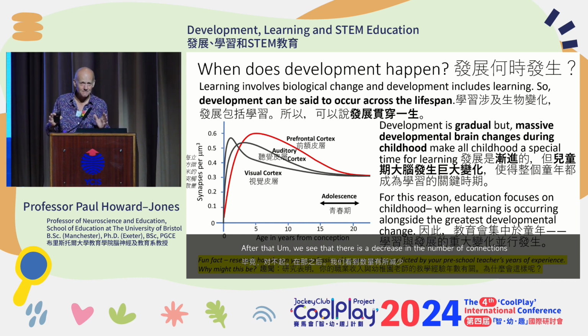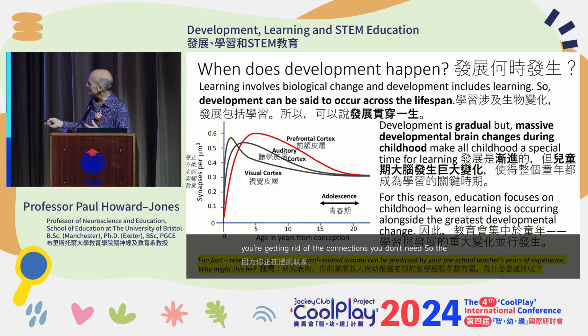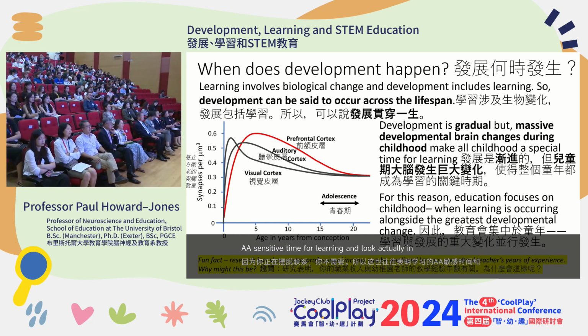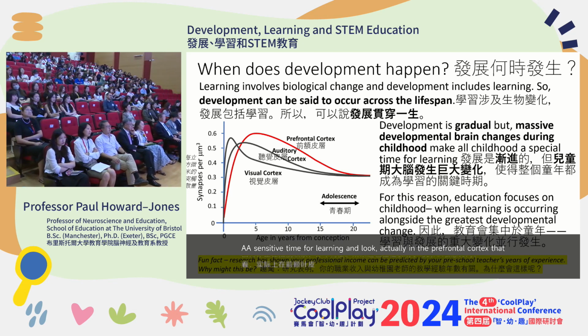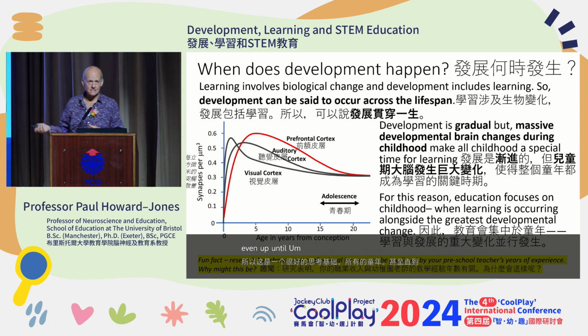Now, don't panic, that doesn't mean that learning is disappearing. Actually, the reduction in the connections is a very important part of learning because you're getting rid of the connections you don't need. So this also tends to indicate a sensitive time for learning. And look, actually, in the prefrontal cortex, that decrease in synapses is occurring all the way into adolescence, up to about 20 years old. So that's a very good basis for thinking that all of childhood, even up until late adolescence, is an important, sensitive time for learning.